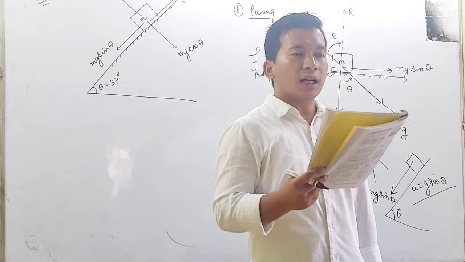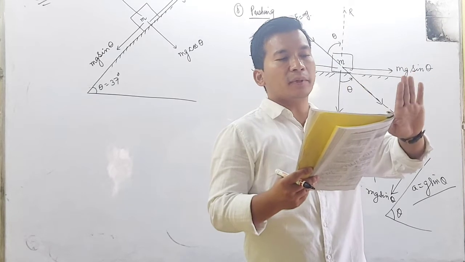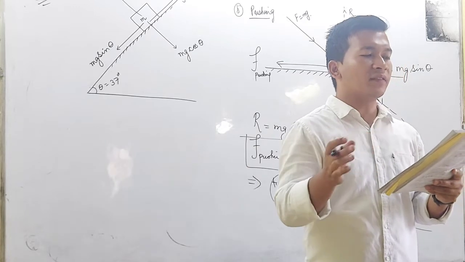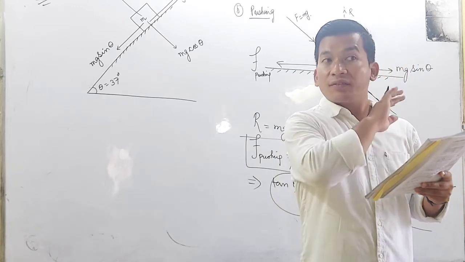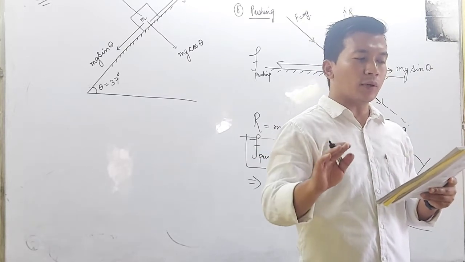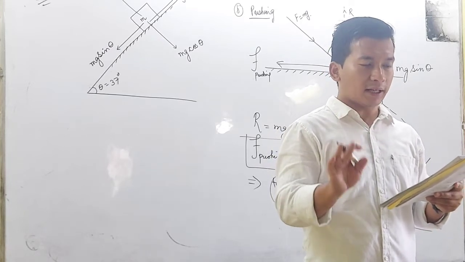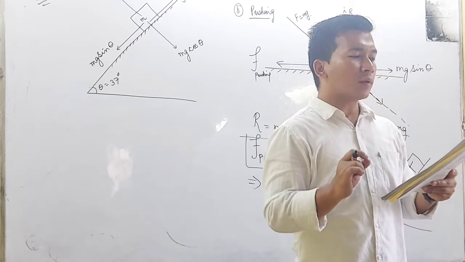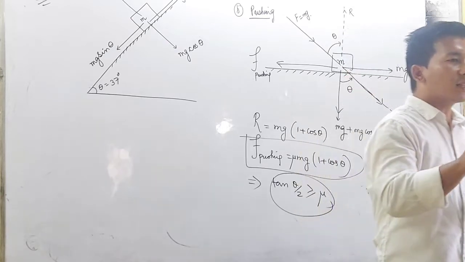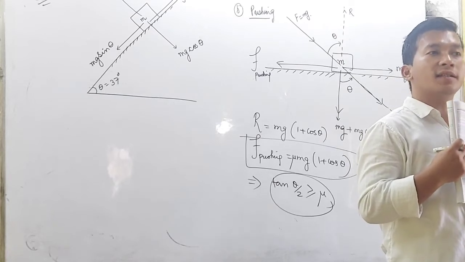The first one is very simple. What will be the frictional force on the block? Next, number B, what will be the force applied by the inclined plane on the block? Understanding your question number B is very important.